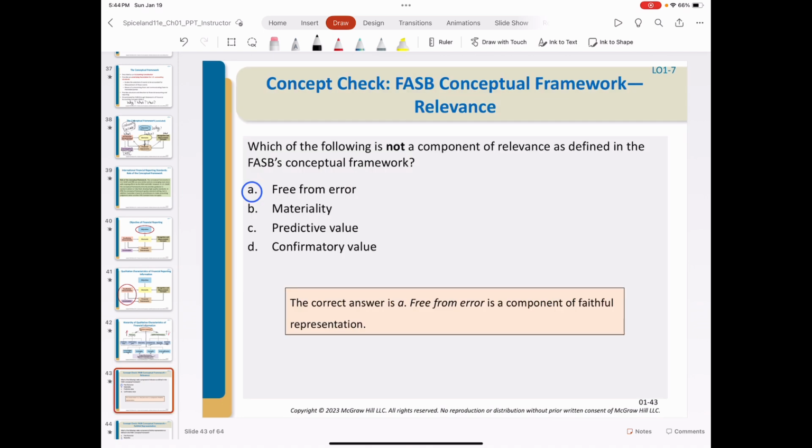Okay, let's try this multiple choice question. Which of the following is not a component of relevance as defined in the conceptual framework? The answer is A, because free from error is a component of faithful representation. All other three are components of relevance.